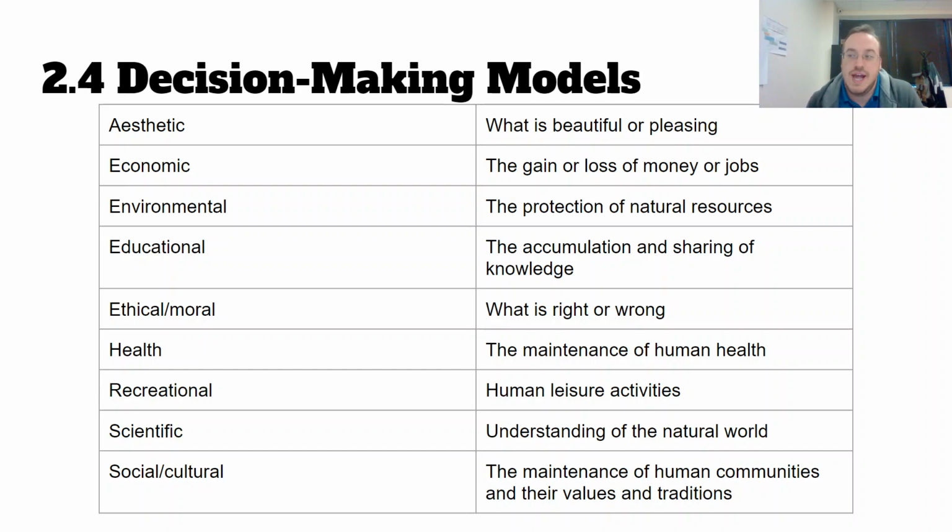So we are looking at what we already know about the world around us when we talk about scientific values and how that can be controlled or altered. Social and cultural values sometimes mesh or reflect ethical and moral values, but we're looking at maintaining or building up human communities and preserving their values and traditions in general.